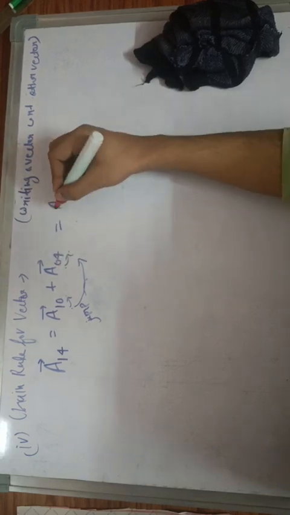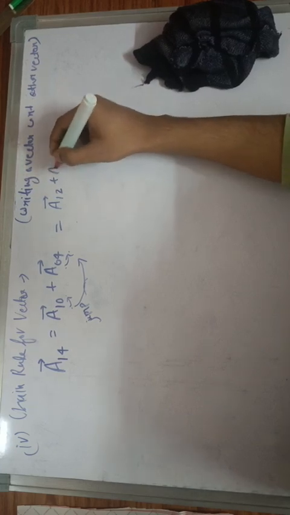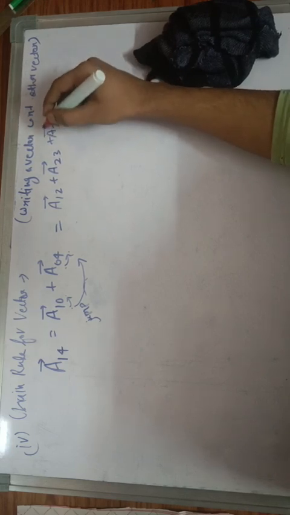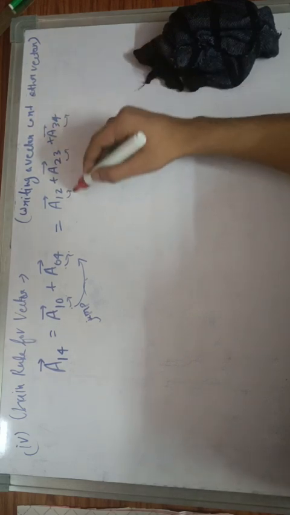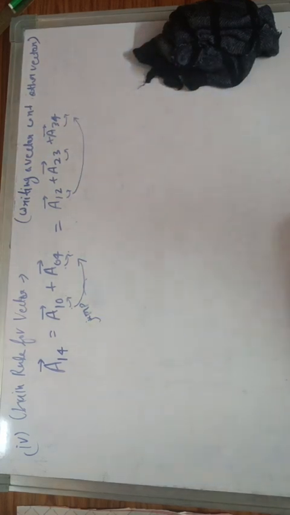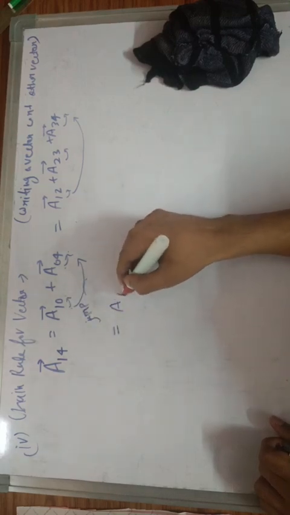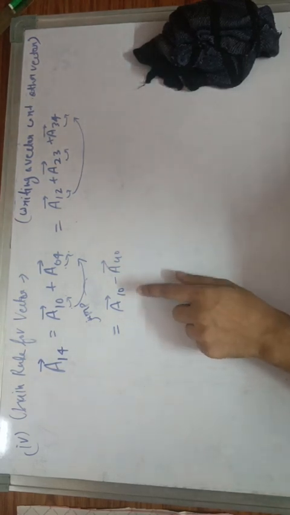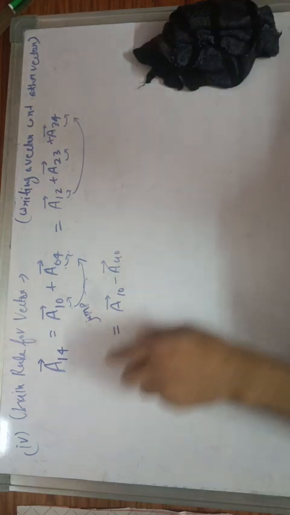And I can also write it as vector 1 with respect to any other vector, let's say 2, then 2 with respect to 3, then 3 with respect to 4. Here I can see I jumped from 1 to 2, then 2 to 3, then 3 to 4. Overall I jumped from 1 to 4. So this is the 1 to 4 vector I need. This vector can also be written as a1 with respect to origin minus a4 with respect to origin. So whatever we used to write for relative velocity, position and acceleration, we can simply write from this chain rule. It's easy to remember.